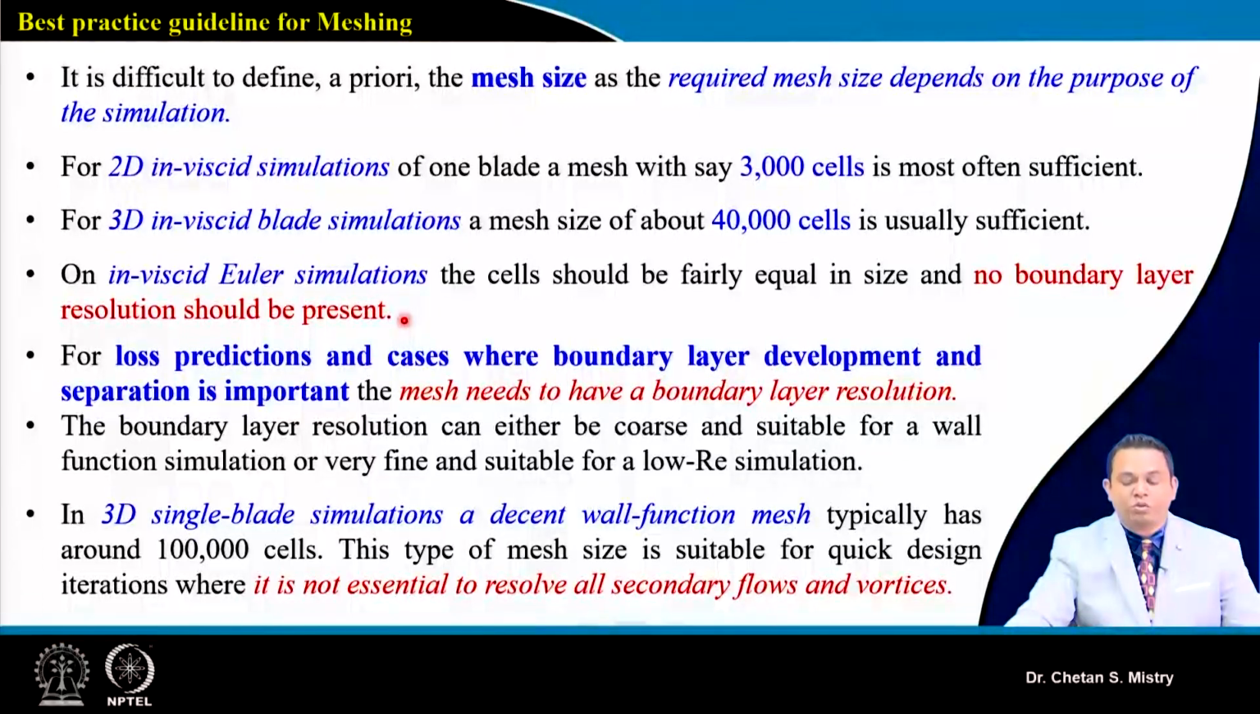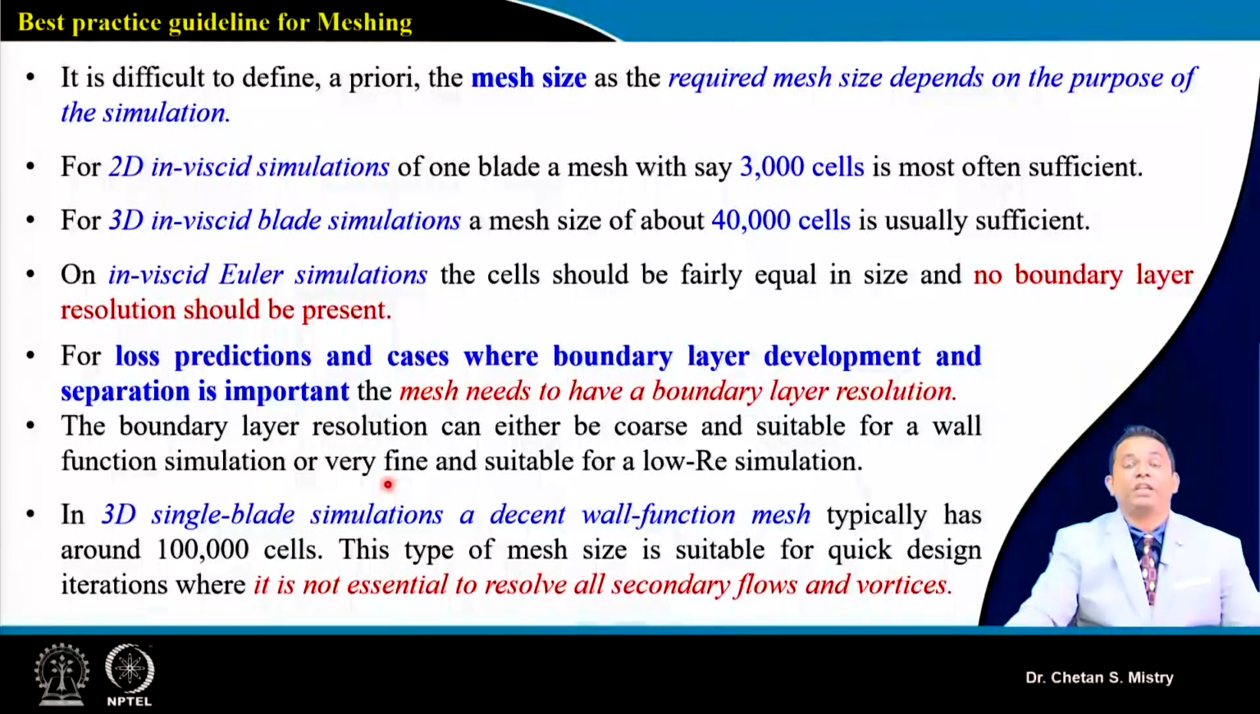Now in order to do loss prediction, where growth of the boundary layer and separation are very important, under that configuration the boundary layer resolution is very important. The boundary layer resolution can either be coarse, suitable for the wall function, when we are using a low Reynolds number.